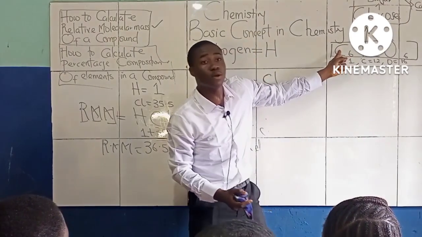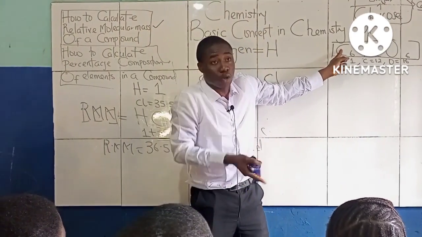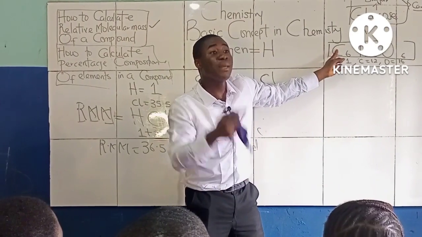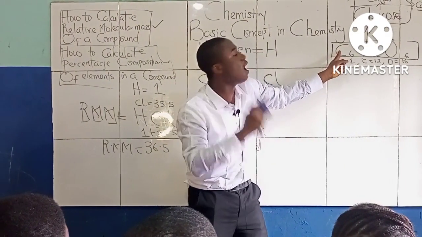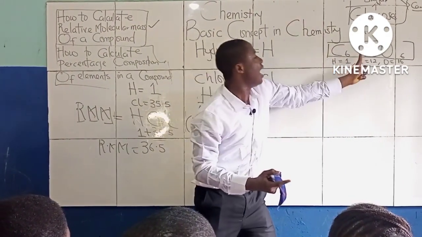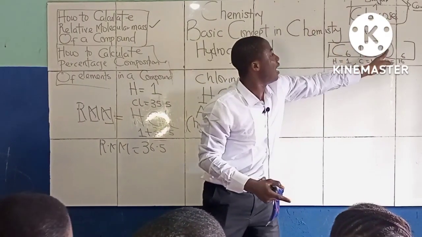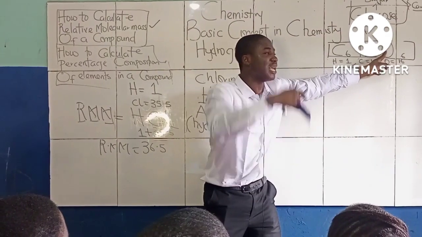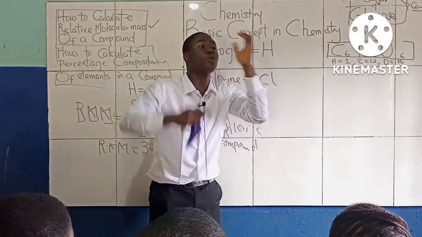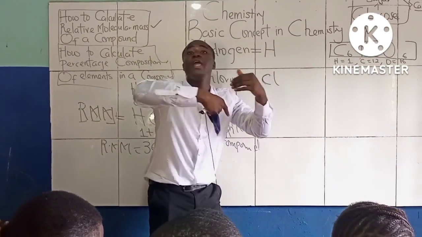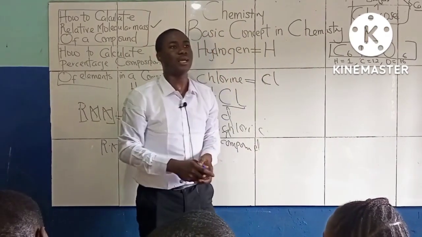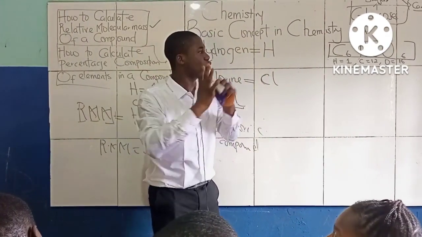So how many atoms of carbon do we have here now? 6. How many molecules of carbon? 1. How many atoms of hydrogen? 12. How many molecules of hydrogen? 1. How many atoms of oxygen? 6. How many molecules? 1. Because for us to get a molecule, we need at least 2 atoms. So even if it's 30, it's still 1 molecule of that particular element. Hope is clear.